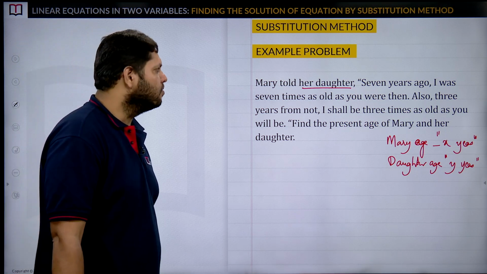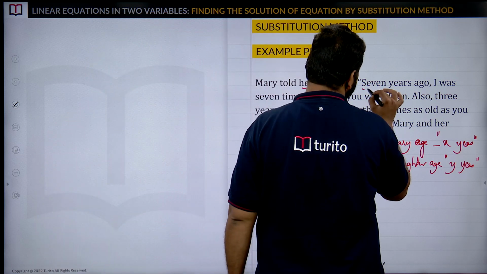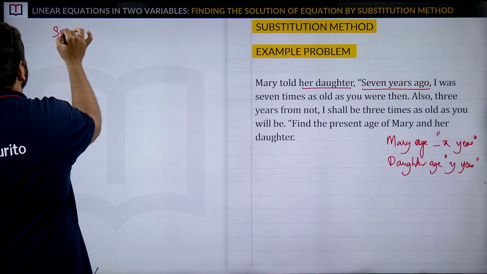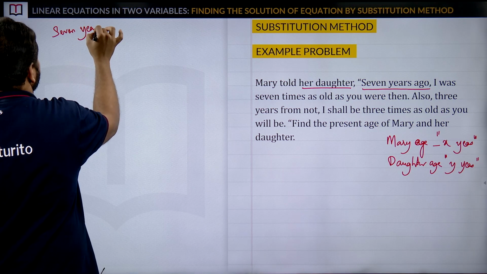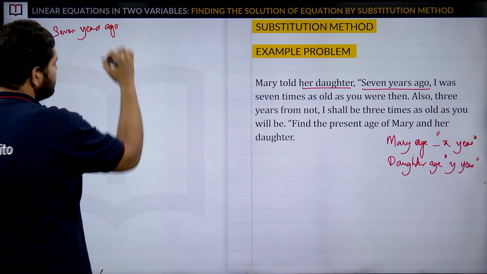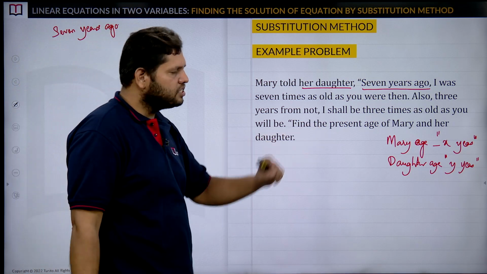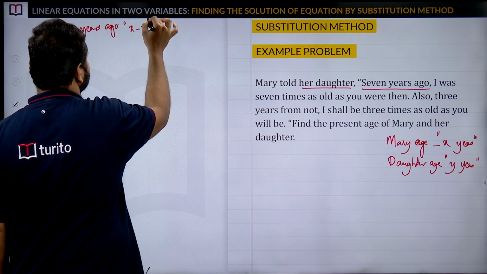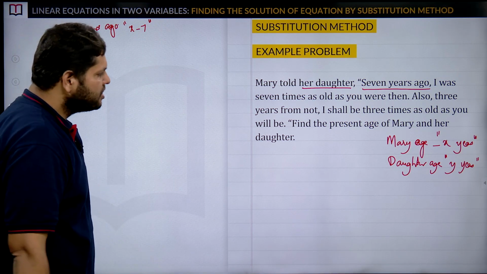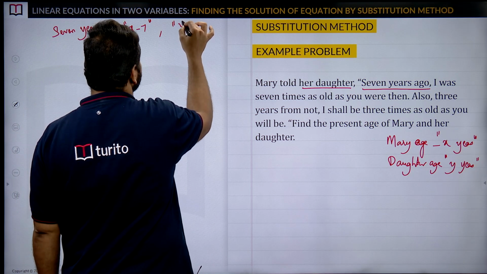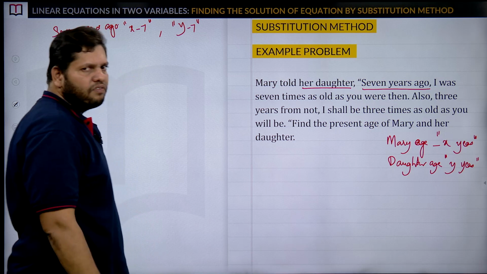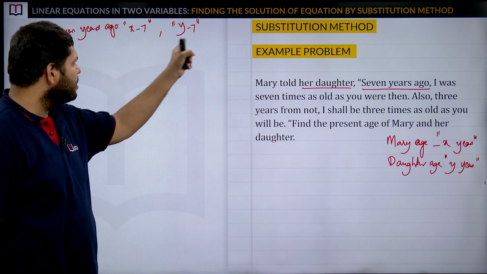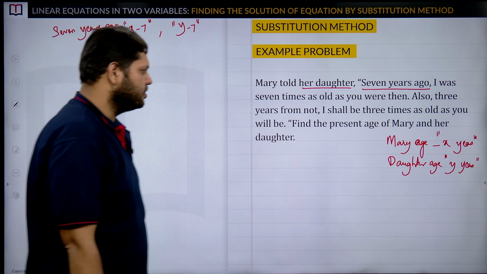Okay children. Now, what is the first condition? 7 years ago. So write down here. 7 years ago means, what is the age children? Mary age 7 years ago. So this is x minus 7, isn't it? So we can write as x minus 7. And what is the age of the daughter? Can I say y minus 7 children? So that is y minus 7, because 7 years ago. Ago means like before. So before this is x minus 7 and this is y minus 7. Okay, that is the first condition.